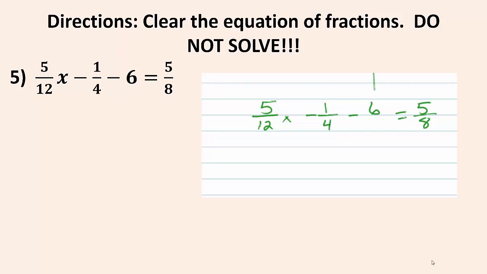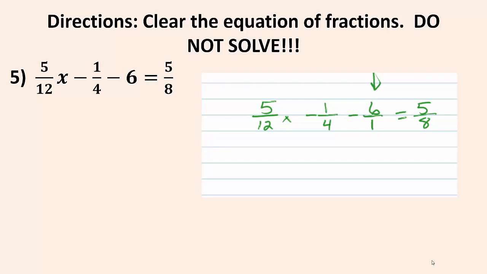6 is already a whole number. I don't need to clear anything out of its denominator. Now, it is true that 6 is a whole number, but remember, 6 is still a fraction, just like every other term is a fraction. And so when we multiply every term by our LCD, we are also multiplying that term 6 over 1 by whatever our least common denominator is.